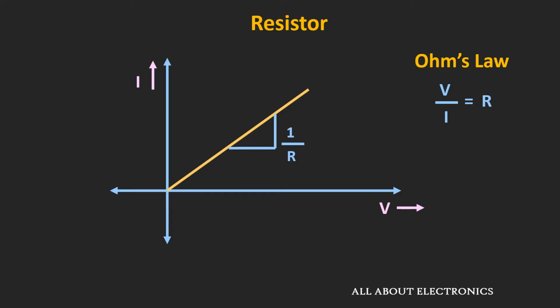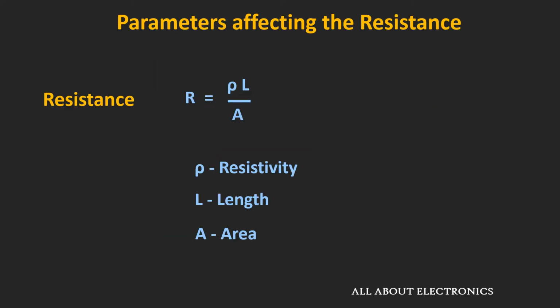Now let us see the different parameters which affect the resistance of a resistor. For any resistor, the resistance can be given by this expression. As you can see, it is directly proportional to the resistivity of the material. So if we change the material, the resistivity will also change, and accordingly the resistance will also change.